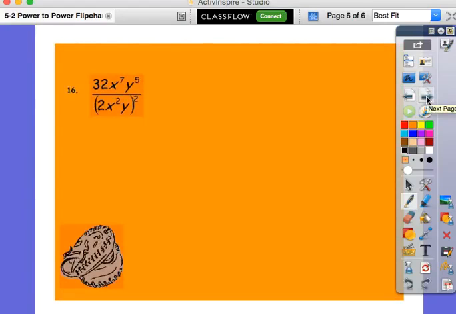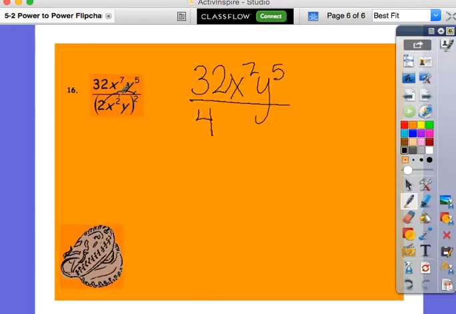All right, 16. Is this our last one? Okay. Leave the numerator alone. 32 x to the 7th, y to the 5th, over 2 squared, 4, x squared squared, x to the 4th, and y to the first squared. Very good. 32 over 4 simplifies to 8 over 1, or just 8.